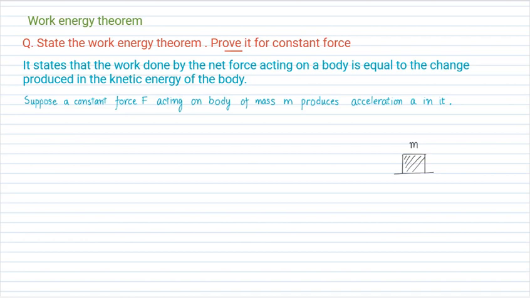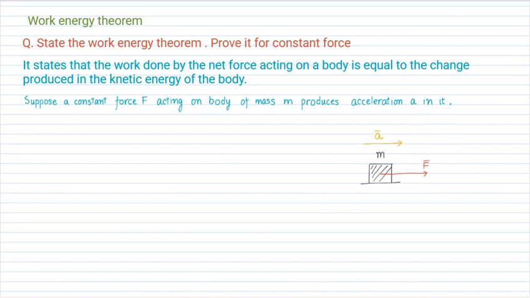Next, let's prove the work energy theorem for a constant force. To prove it for a constant force, consider a body of mass m. Now suppose you are applying a constant force on this body. The constant force F is acting along the body. Because of this constant force, what will happen? The body starts to move in the forward direction with some acceleration a. This is the direction of the force, and because of this force, an acceleration comes into the picture. This is your acceleration.